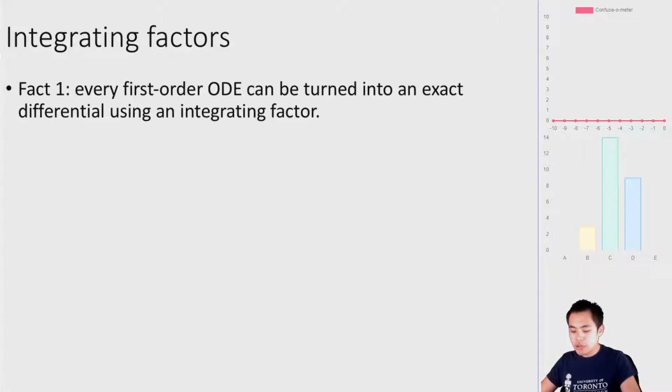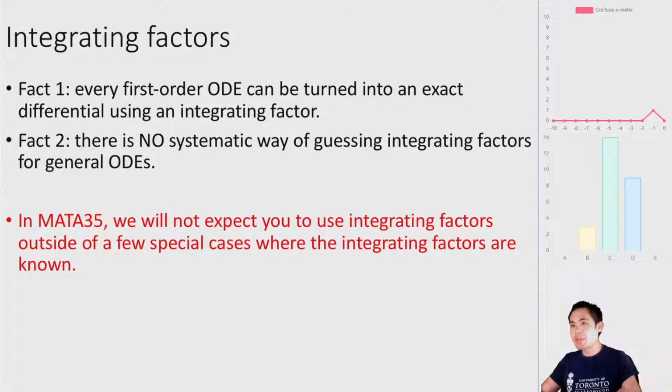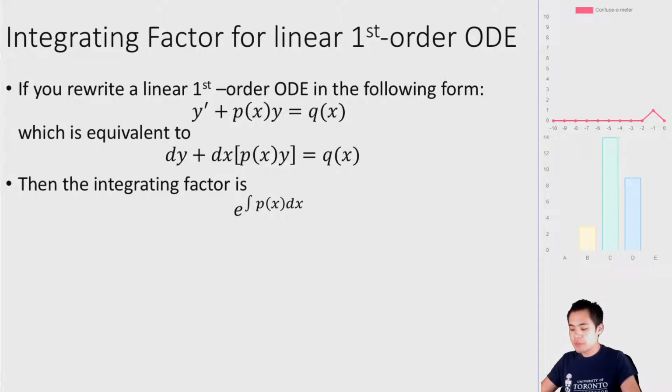But let me just go ahead and give you a quick preview of everything, which is that it turns out that every first order ODE can be turned into an exact differential using an integrating factor, but unfortunately there's no way of systematically guessing. And so we will not expect you to use integrating factors outside of a few special cases where we know the integrating factors. And it turns out that there is an integrating factor that we know for all first order linear ODEs.